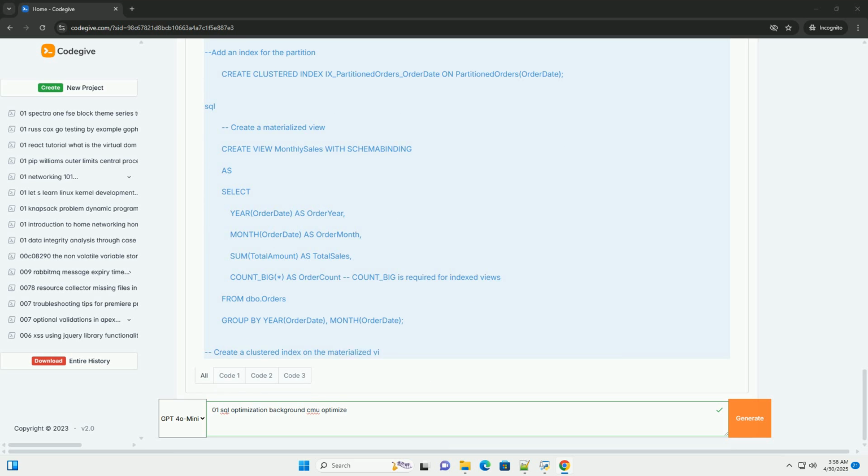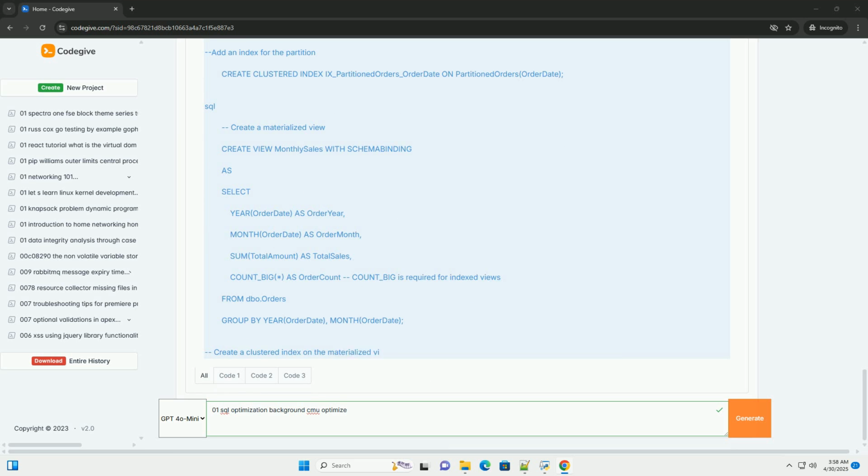10. Partitioning. What it is: dividing a large table into smaller, more manageable pieces called partitions. Benefits. Improved query performance: queries can be targeted to specific partitions, reducing the amount of data that needs to be scanned. Easier data management: partitions can be archived, backed up, and restored independently. Faster data loading: data can be loaded into partitions in parallel. Example, SQL Server.